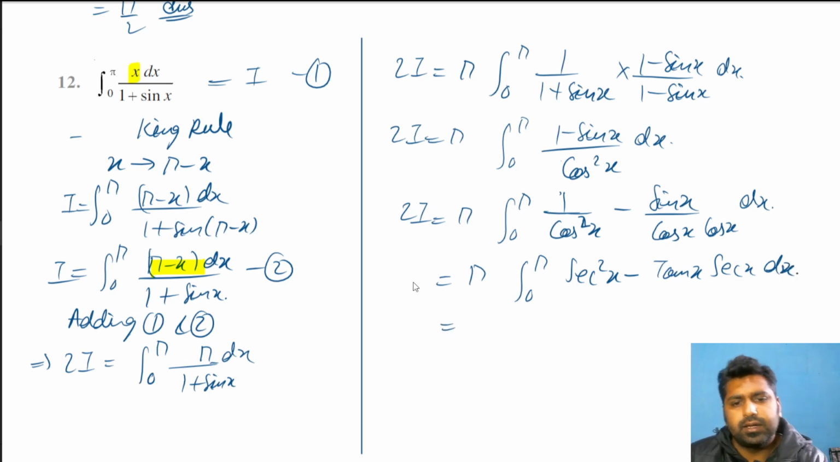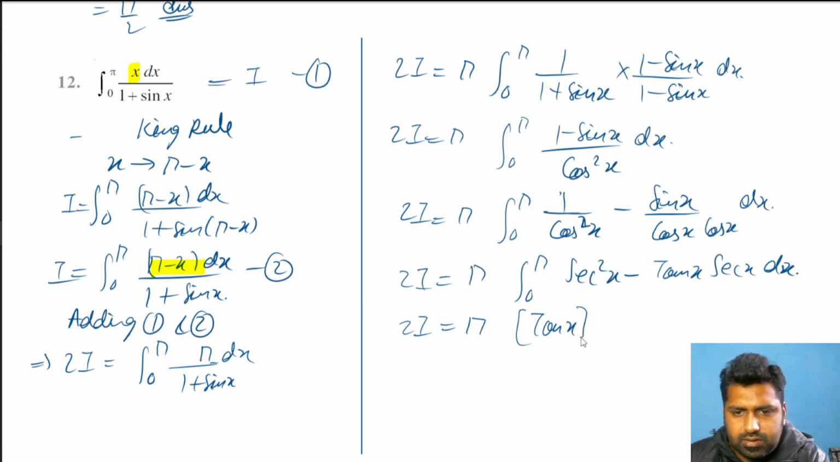And now this is integrable. Okay, 2I is pi times integration 0 to pi, sec square integration is tan x, and this integration again 0 to pi, and this integration is sec x, again 0 to pi.